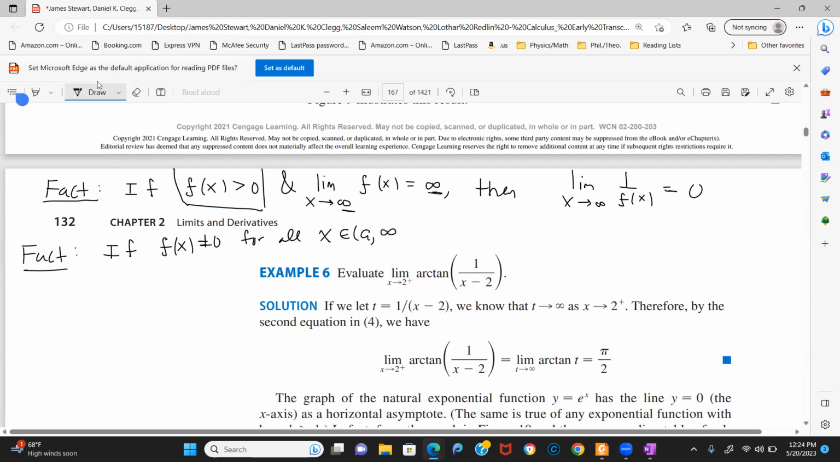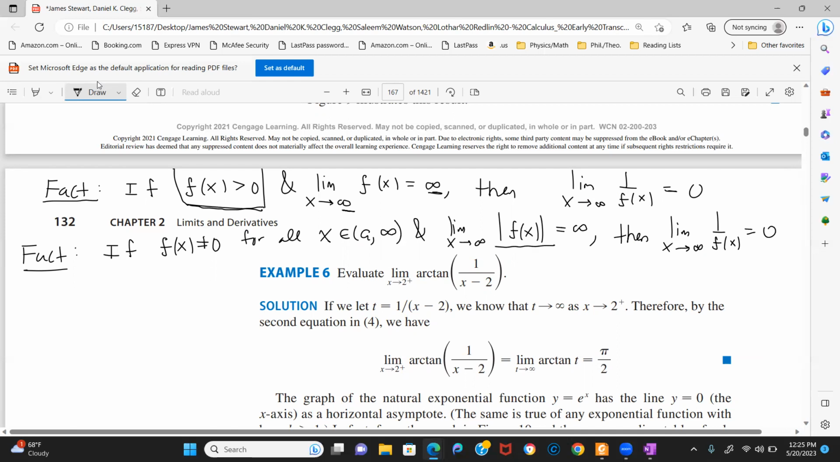So I think this is a proper generalization. If f is non-zero for all x in some interval, and the limit as x goes to infinity of the absolute value of f of x is infinity, then you can say that the limit as x goes to infinity of 1 over f of x is 0. I think you can drop the fact that x is positive, but you just have to throw in these absolute value bars.